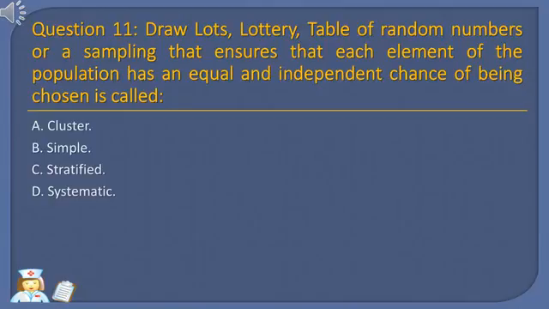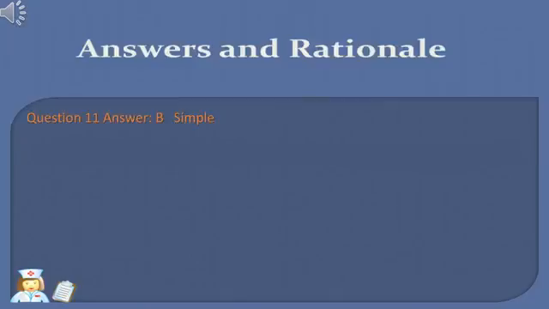Question 11. Draw lots. Lottery. Table of random numbers or a sampling that ensures that each element of the population has an equal and independent chance of being chosen is called A. Cluster. B. Simple. C. Stratified. D. Systematic. Question 11 answer. B. Simple.